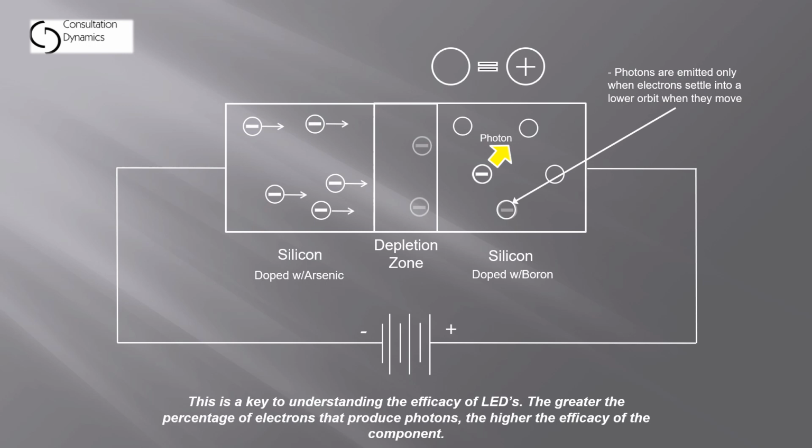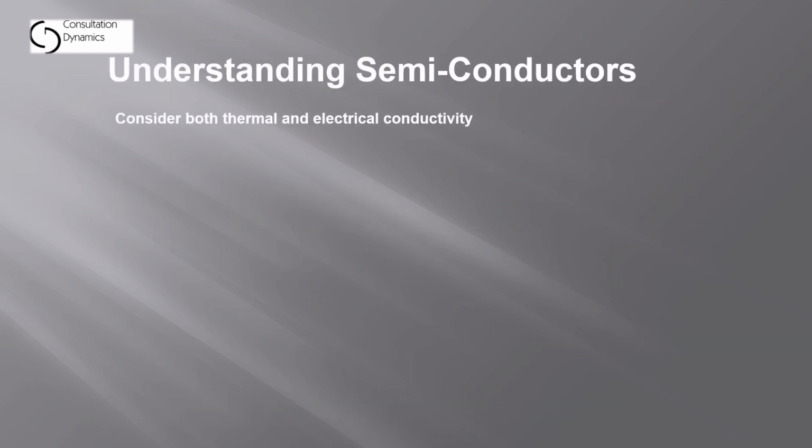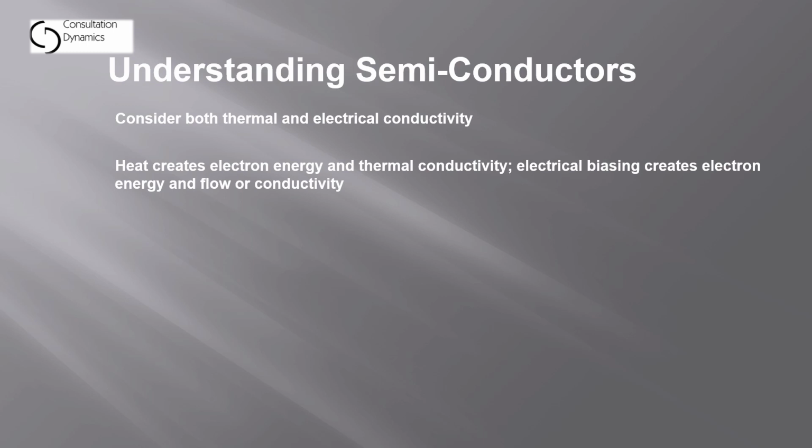The greater percentage of electrons that produce photons, the higher the efficacy of the component. And when we do this electronically by creating conductivity through electricity as opposed to conductivity through heat, we have a more efficient system. Now, understanding semiconductors, we do have to understand both thermal and electrical conductivity, because heat does create electron energy and thermal conductivity, and electrical biasing creates electron energy and flow or conductivity.